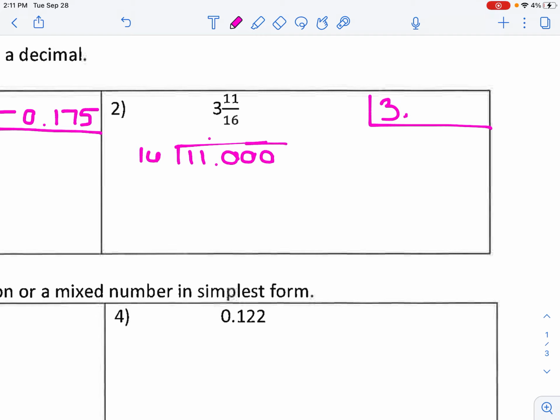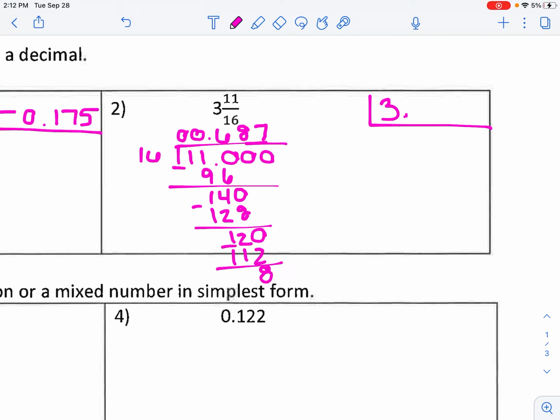So 16 cannot go into 1 or into 11. 16 goes into 110 6 times. 16 times 6 is 96. Subtracting, I get 14, and drop your 0. 16 times 8 is 128. Subtracting, I get 12, drop your next 0. 16 times 7 is 112.